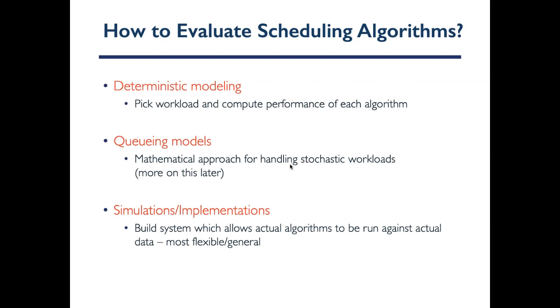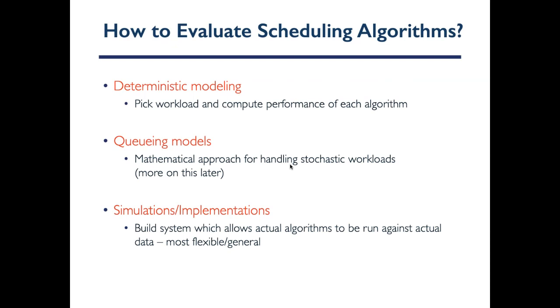Now, final notes on uniprocessor scheduling. How do we compare? Let's say you come up with your own scheduling policy. How do you compare different scheduling policies? You have 3 main ways of evaluating your scheduling policy. You can deterministically model your scheduling and study its performance analytically, and then come up with comparisons.